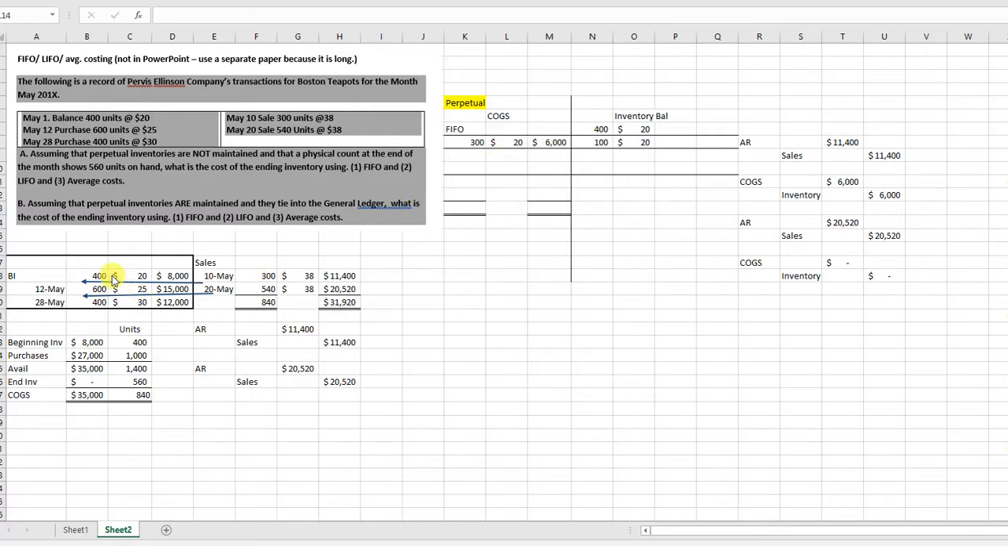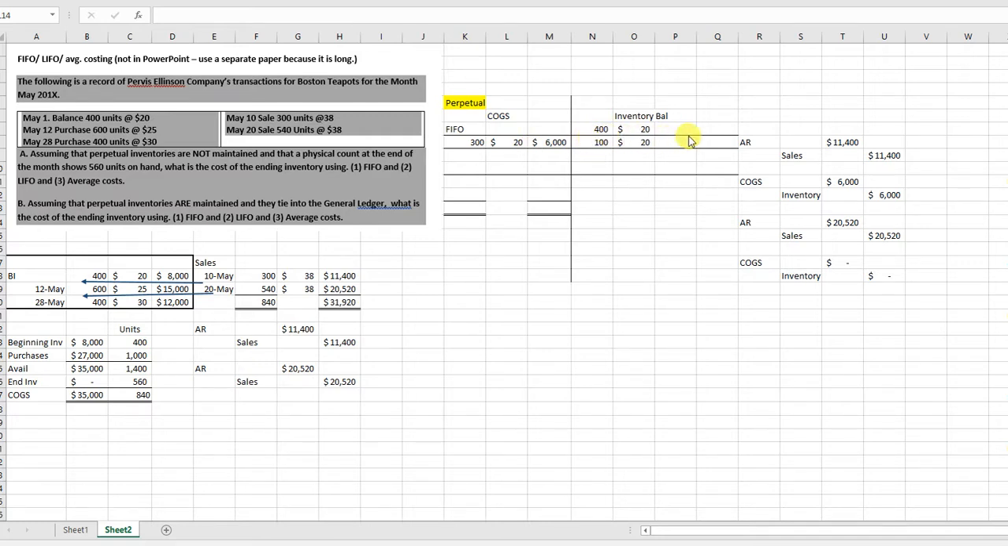So as of the beginning of the month, I had 400 at 20. The next thing I did was on May 10th, I sold 300 at 38. So my journal entry is accounts receivable, sales for 300 times 38. But the question is, what's my cost of goods sold? Well, as of May 10th, I only had one inventory layer, 400 at 20. So I sold 300 of the 400, leaving 100.